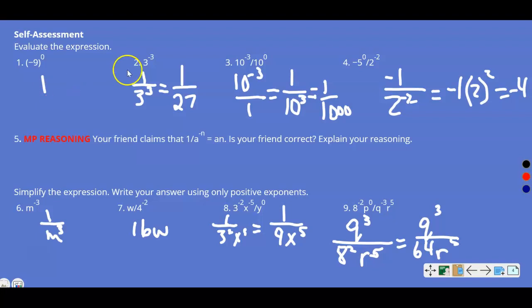All right, hopefully you took time to look at these. Number 1 is 1. Number 2 is 1 over 27. Number 3 is 1 over 1,000. Number 4 is negative 4. This one's a little bit tricky.